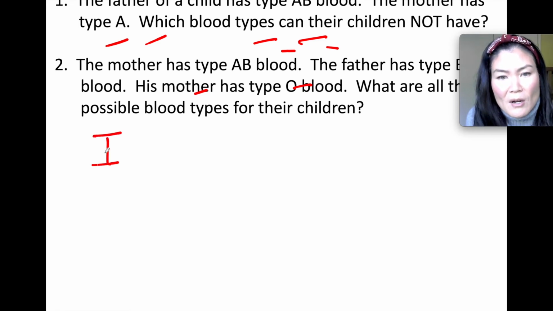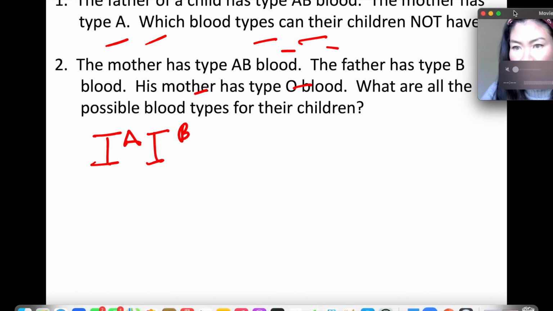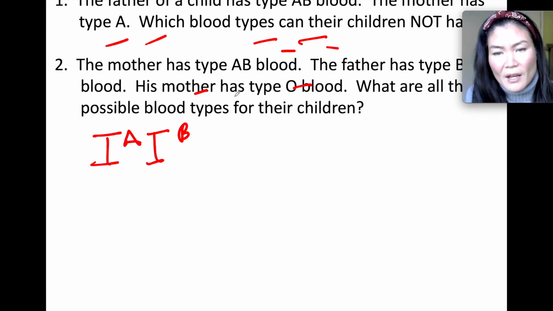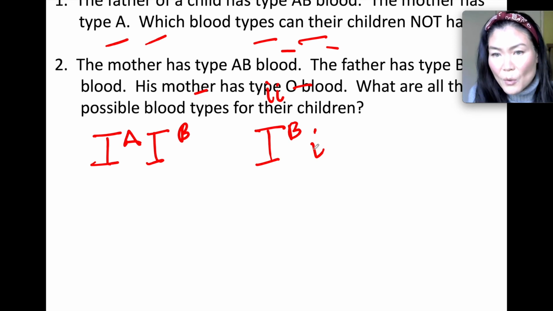AB for mom. Father has type B. I think that's what it says behind me. Yeah, type B. His mother has type O. You know, his mother is little i, little i. So what does that mean that he is? He had to have inherited one of the O blood type genes. So he has to be IB because he's B blood type, little i. Remember, A and B blood genes are dominant to O. Okay? What are the possible blood types for their children?